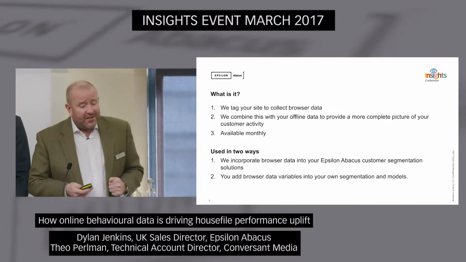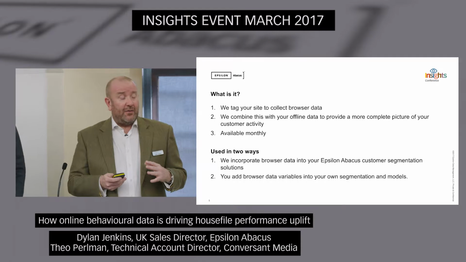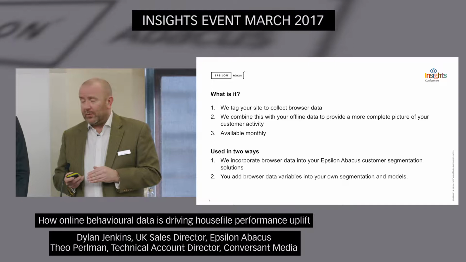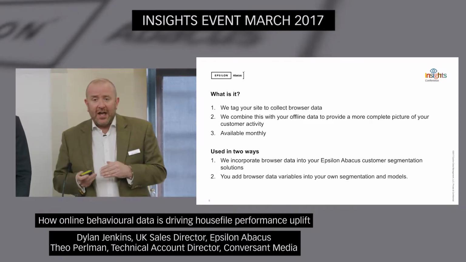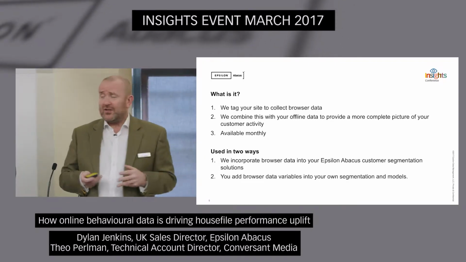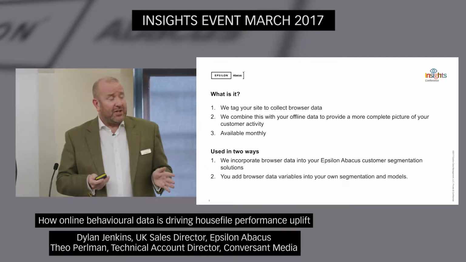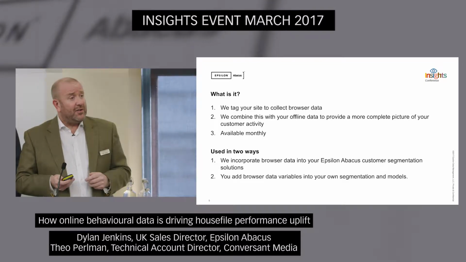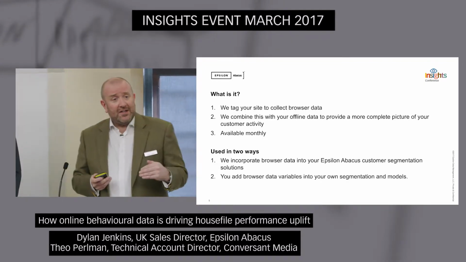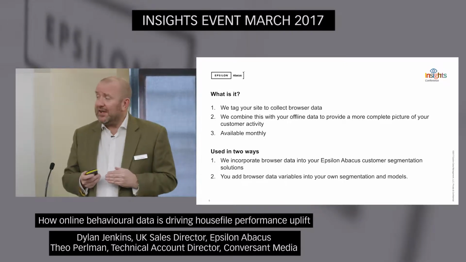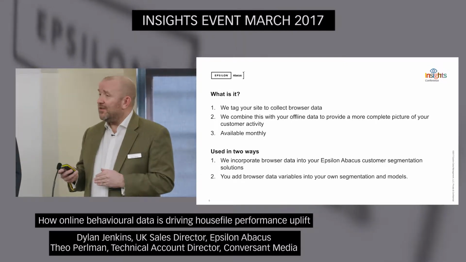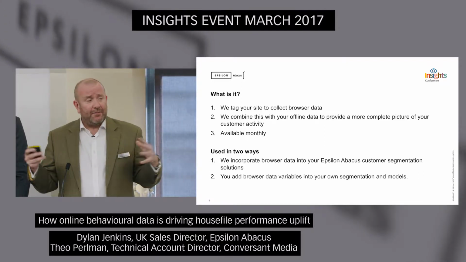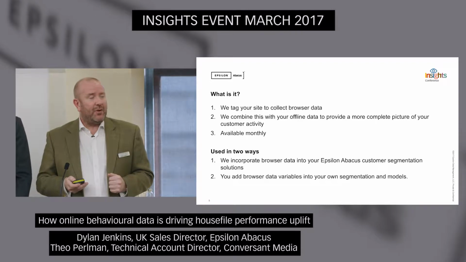It can be used in two ways. The first way in which we can use it is we can incorporate the browser data that we collect using Conversant technology into the customer segmentation solutions that some of you in the room I know are using Epsilon Abacus for. Or secondly, the way you can use it is by using the browser data that we capture and the variables that we create off there in your own segmentations. And again, some of you in the room and other members are actually doing that because they have the analytical function to be able to manage that.